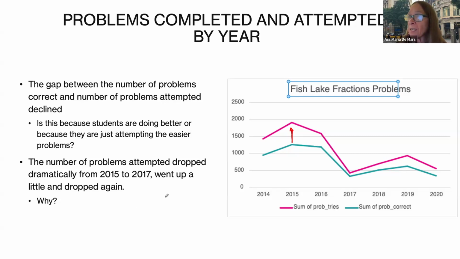The number of problems attempted dropped dramatically from 2015 to 2017, and went up a little and dropped again. That's obvious, both the number of problems attempted and the number correct. Why did they go down?